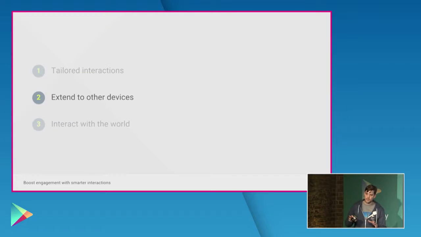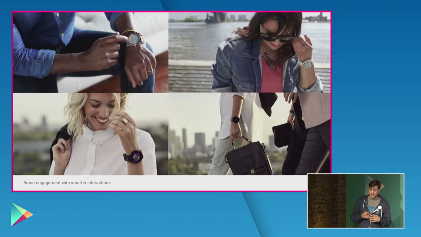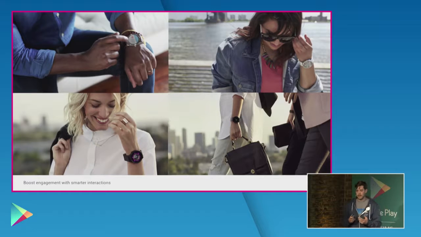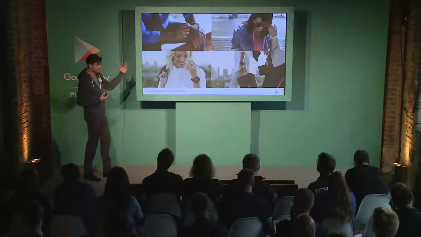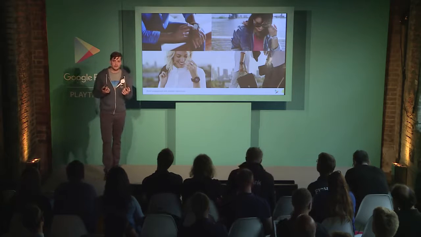So we've covered the tailored interaction piece. Now I want to move on to how to extend your interaction strategies to other devices. Starting with phones and tablets and going to TVs and wearables and cars, Android is expanding. Android and Play provide you with a platform, but these platforms really come to life and create value for users with the apps that you as developers build.